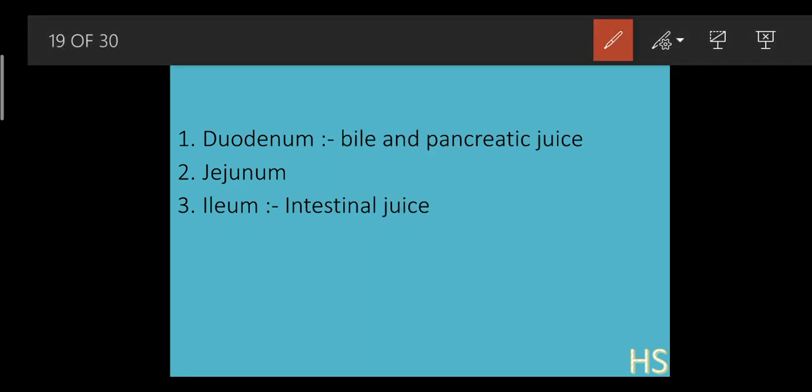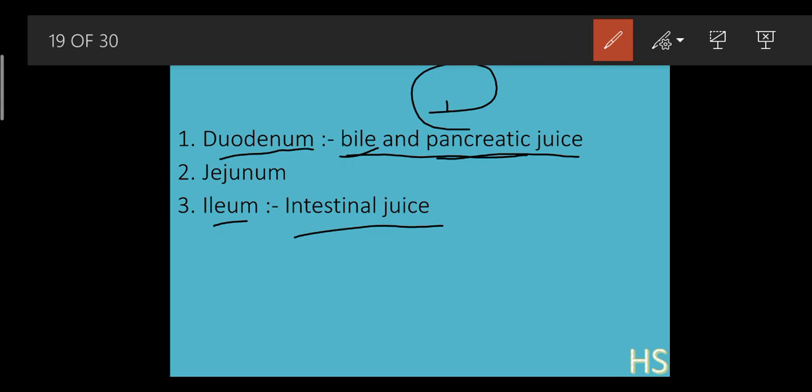Inside the ileum, we are going to learn about the different types of juices also. There are two different types of juice: one is bile juice, and the second is pancreatic juice. The bile and the pancreatic juice are secreted from the duodenum, and there is one more juice called the intestinal juice, which is secreted in the ileum.